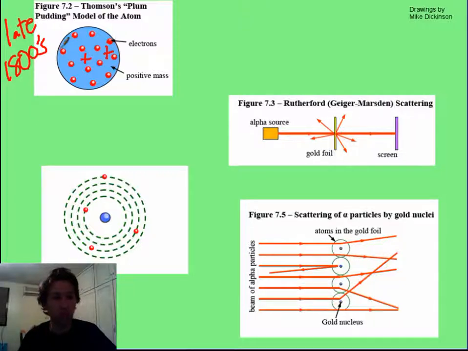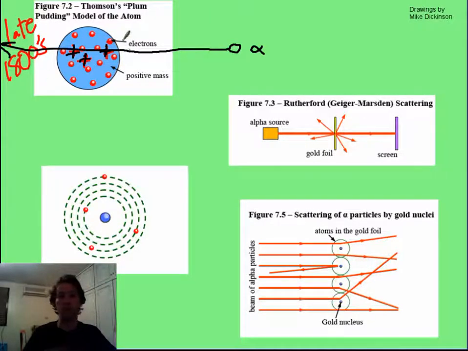So let's make this a different color. Let's say we've got this positive goo. There we go. This positive goo around here. And they thought if they shot something small and positive, like an alpha particle, which kind of looks like a fish, they thought it would just go straight through there because it's going through some not dense stuff.